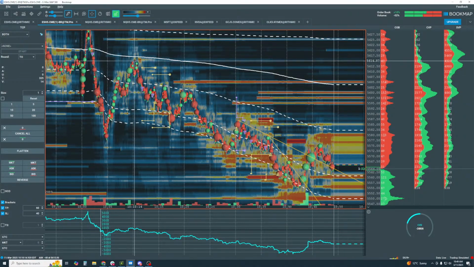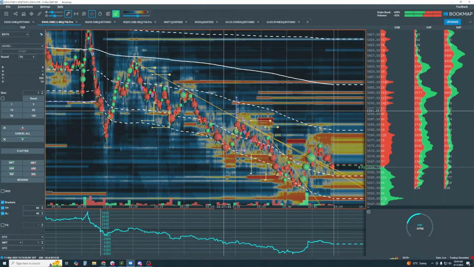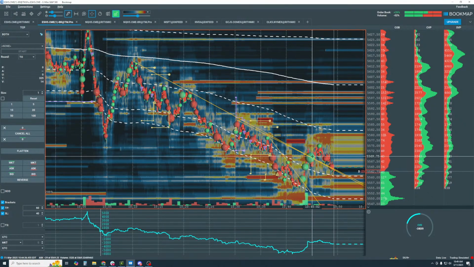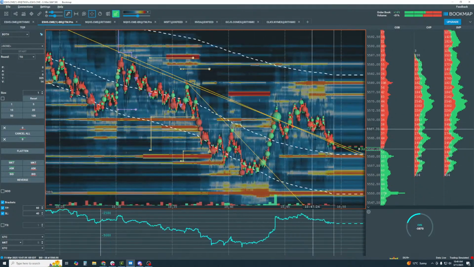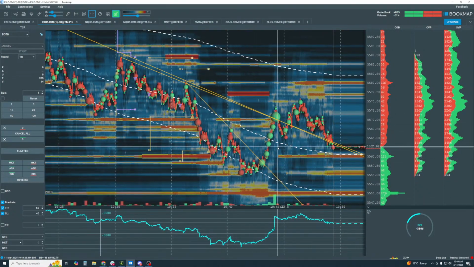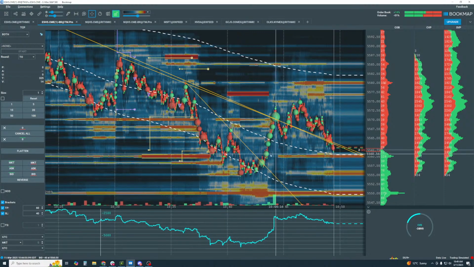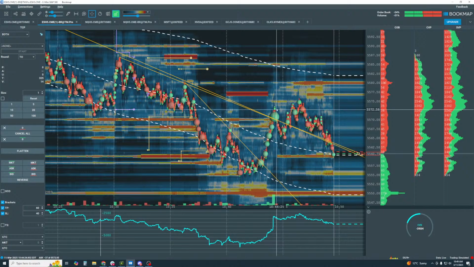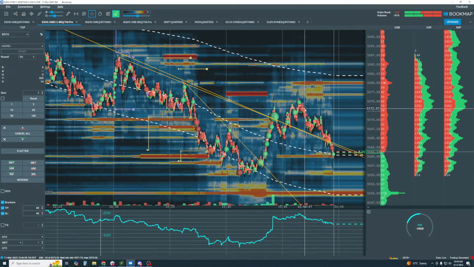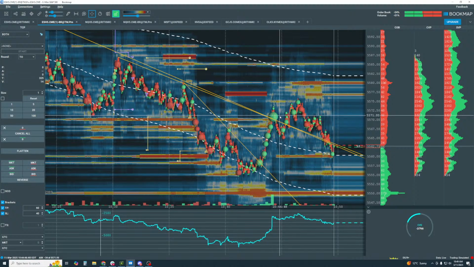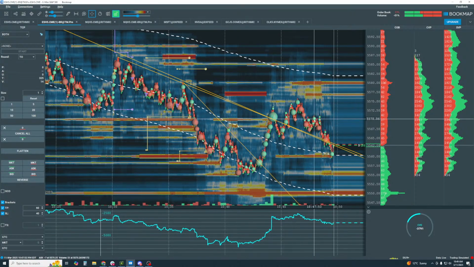Our channel is still intact, really. Starting to see some cracks in it, though, up here. All right, so that's kind of what we outlined. Just looking for some place to take some profits on the way back up. We know we're still in a downtrend. We're just looking for this kind of reaction, just being overextended. That's all. That's it, right?